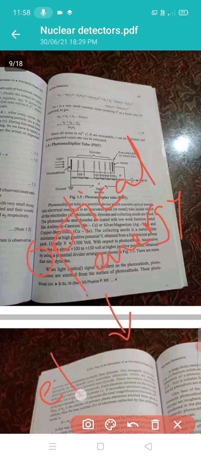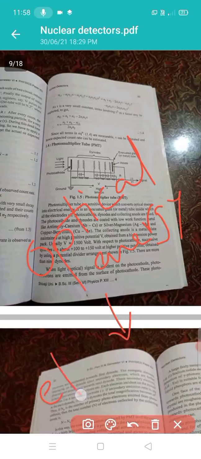Understood? It is an evacuated glass tube inside which all the electrodes like the photocathode, dynodes and collecting anode are fixed. What is the photomultiplier tube? It is a sensitive device which converts optical energy into electrical energy. Then what is the construction of the photomultiplier tube?